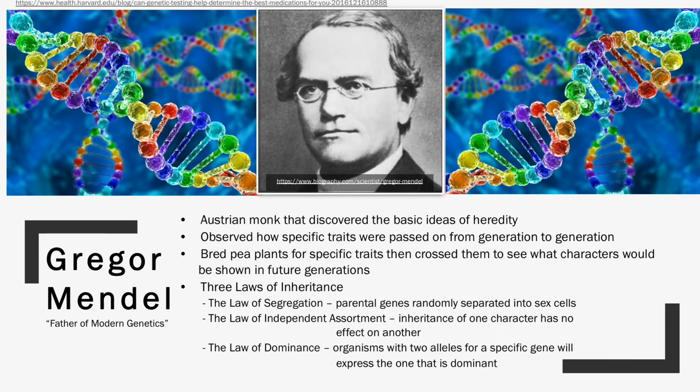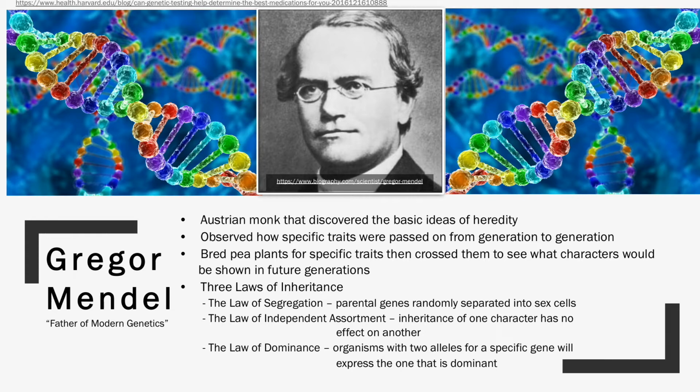This type of inheritance was named after scientist Gregor Mendel. Gregor Mendel was an Austrian monk that discovered the basic ideas of heredity. He observed how specific traits were passed down from generation to generation. He observed certain traits found in pea plants such as seed shape, seed color, pod shape, pod color, plant height, and position of flowers. He then crossed different pea plants with varying traits and observed how the traits were passed down and visible in future generations.